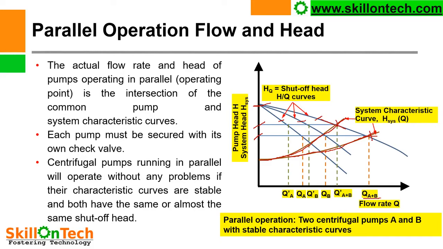All centrifugal pumps are equipped with a check valve in their discharge and, downstream of that, an isolation valve. The problem is the opening of the check valve. If the pumps operate lower than their shut-off head, opening the check valve is not difficult, because both pumps are operating at the same head, which is lower than their shut-off head. Centrifugal pumps running in parallel will operate without any problem if their characteristics curves are stable and both have the same or almost the same shut-off head.